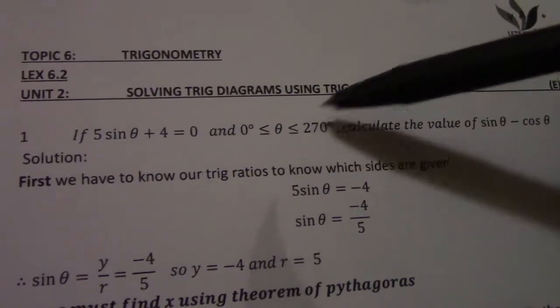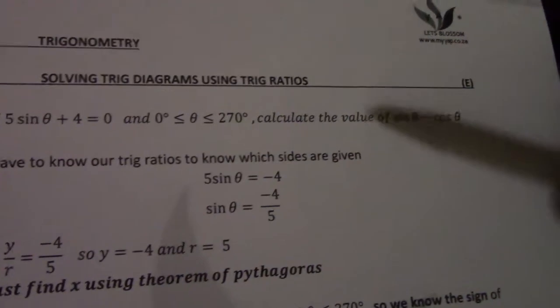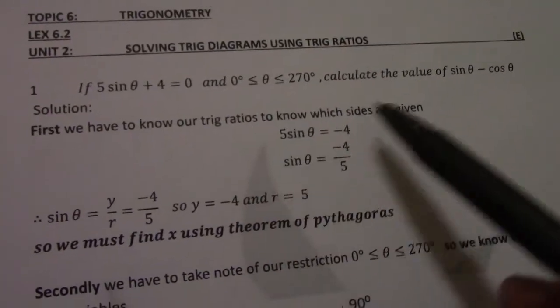5 sine theta plus 4 equals 0. Theta is restricted to 0 degrees up to 270. Calculate the value of sine theta minus cos theta. Elementary, because it's grade 10 work. First we have to know our trig ratios.